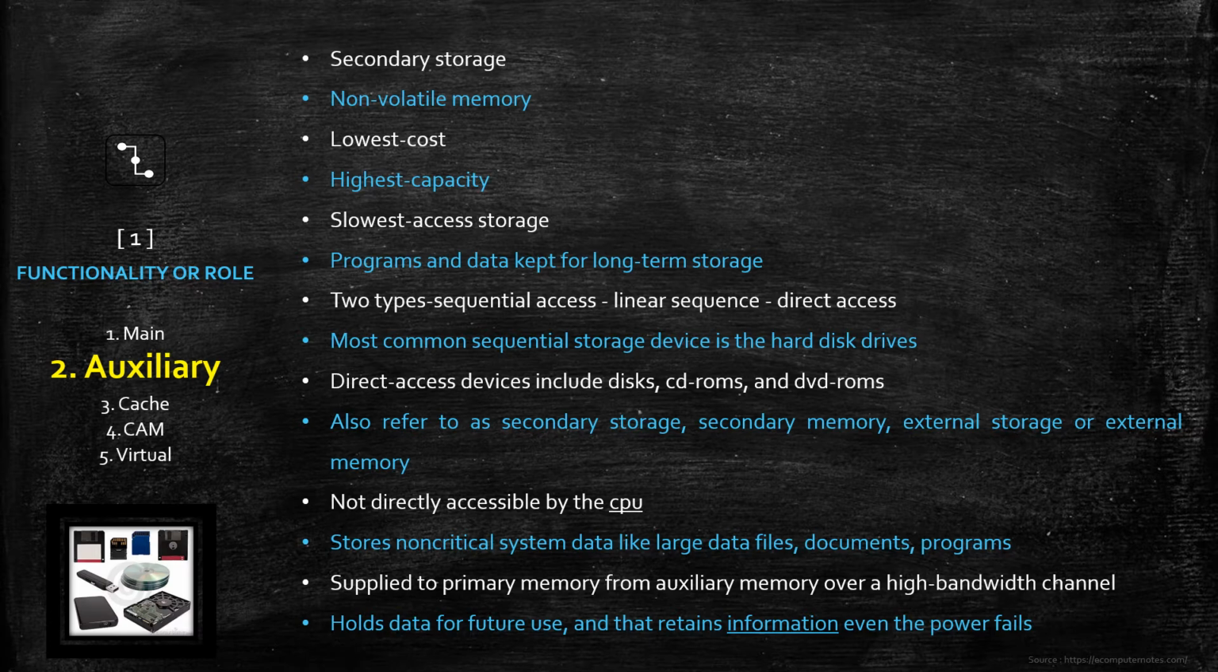And the last point that you need to keep in mind is that it holds data for future use. This is one more function. It holds the data for future use, and that data retains information even if the power fails. So all these are the concepts about the auxiliary memory.